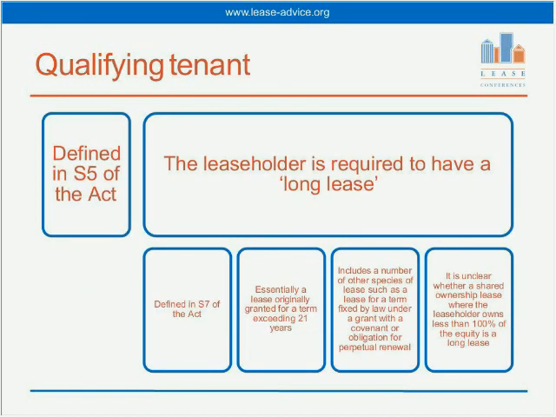What's a qualifying tenant? Well, one looks at Section 5 of the 1993 Act. It's someone, or an entity, might be a company, corporate leaseholder, who has a long lease. And a long lease is defined in Section 7 of the 1993 Act as essentially a lease originally granted for a term exceeding 21 years. So it might be 99 years when it was granted, 125 years when it was granted, under a right to buy lease as they are. But they've got to be for over 21 years when they were originally granted.